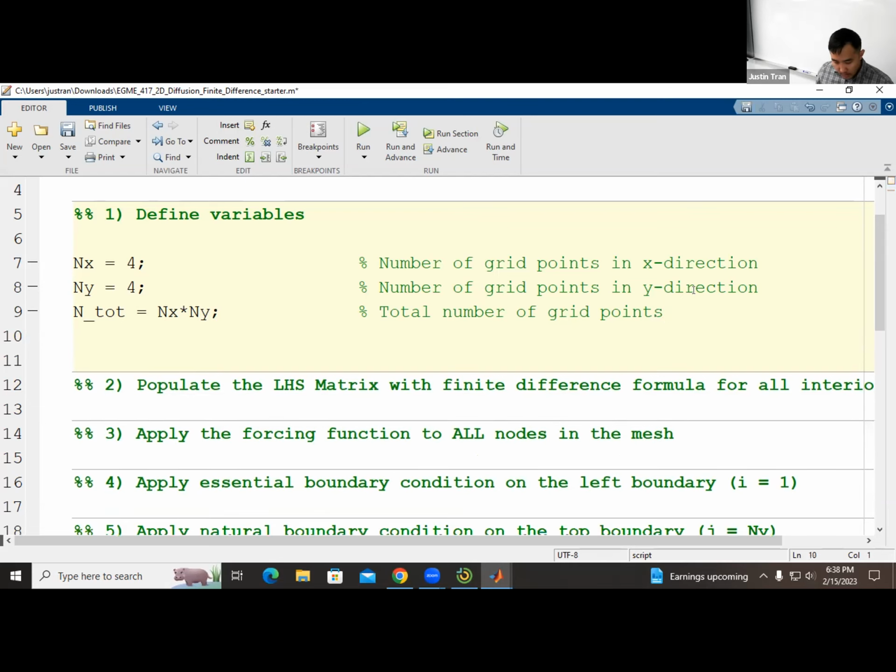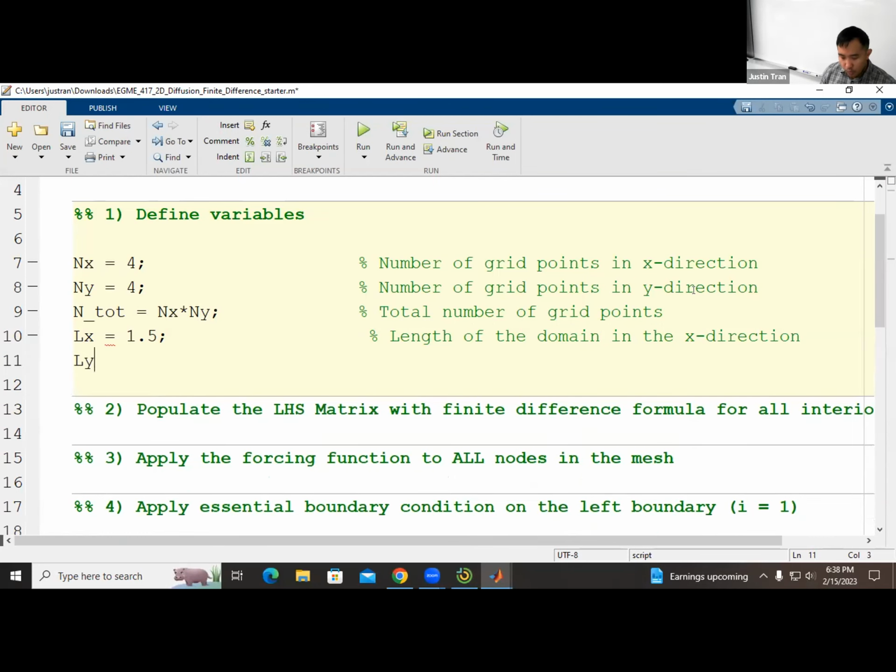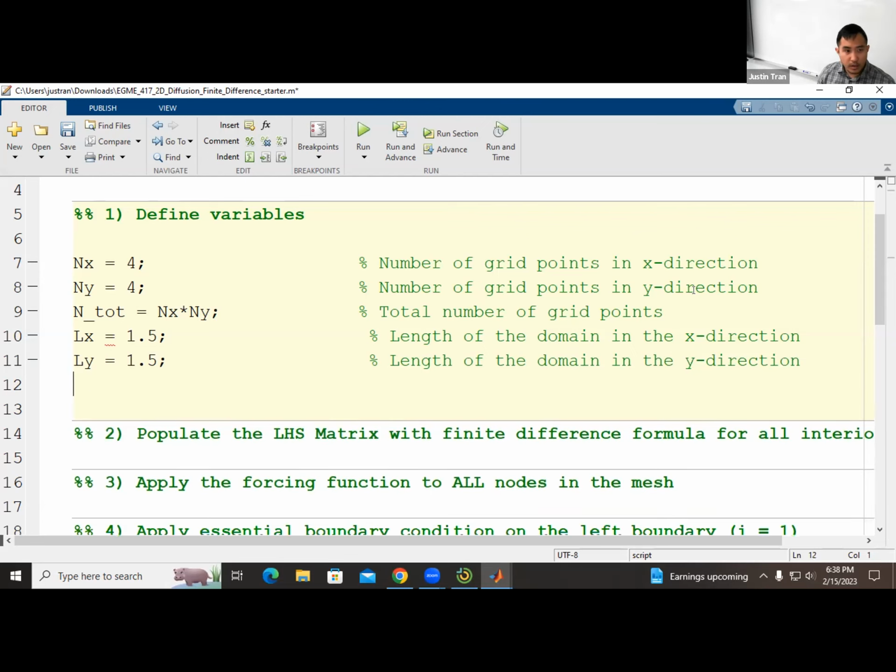Other things that we can do here is define the lengths of the domain in each direction. From the problem we know that Lx is equal to 1.5, and so this is the length of the domain in the x direction. We also know Ly, in this case also 1.5, and this is the length of the domain in the y direction.